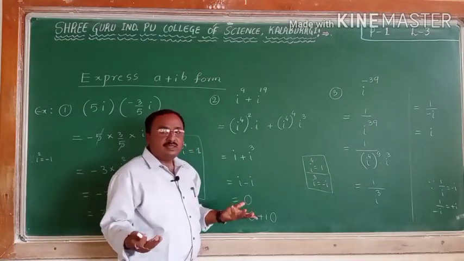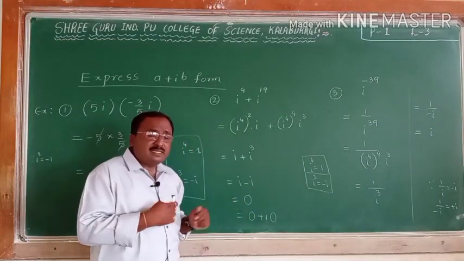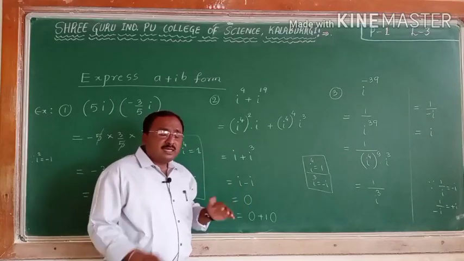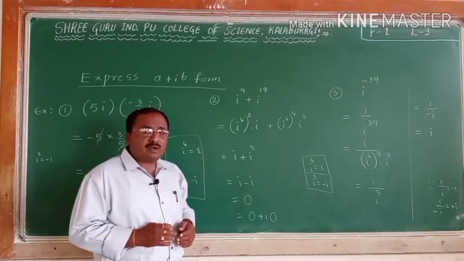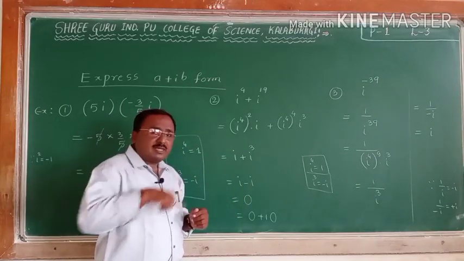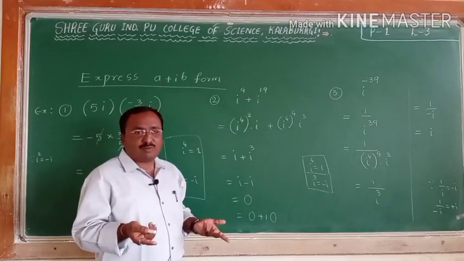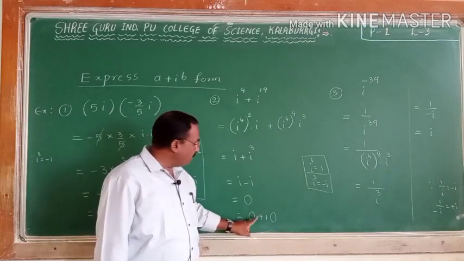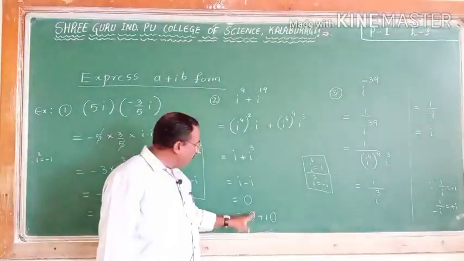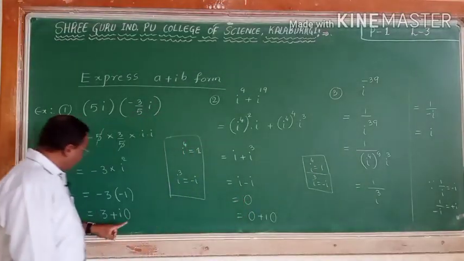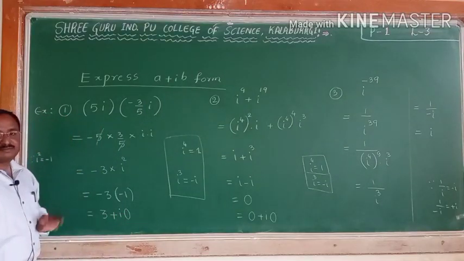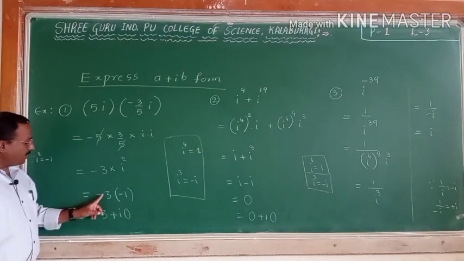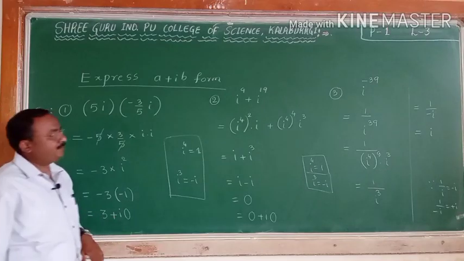The result is what? 0. If it is 0, then in this place the real part is 0 and the imaginary part is 0. That is a zero complex number. Here real part is 0, imaginary part is 0: 0 plus i0. This meaning is the same as this, just like 3 plus i0. Understood?